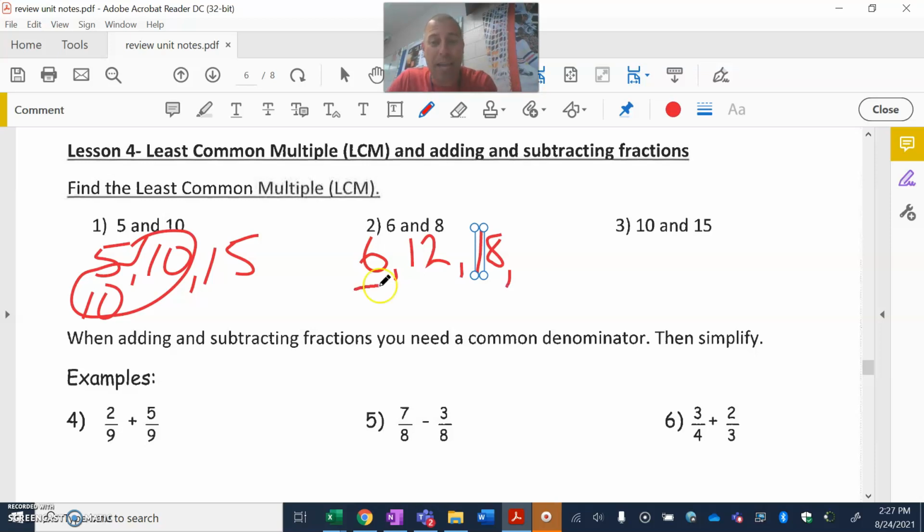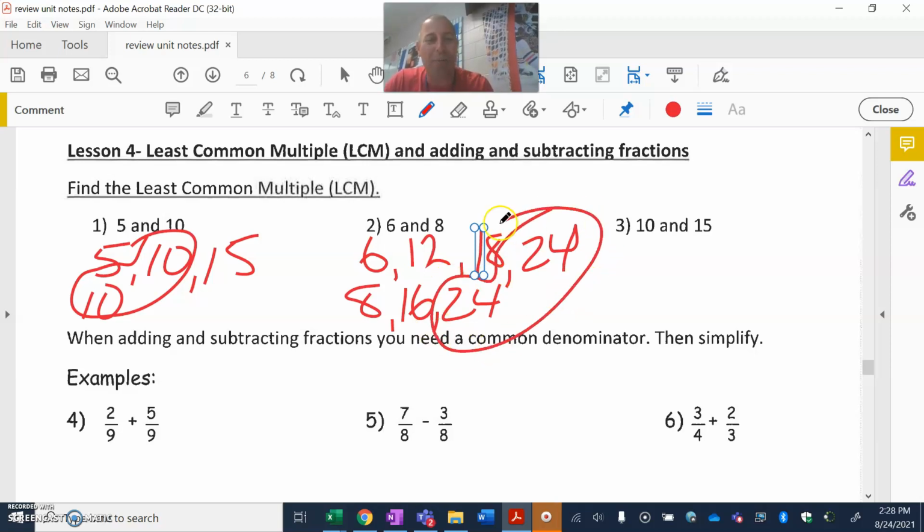8. 8 times 1 is 8, 8 times 2 is 16, 8 times 3 is 24. Okay, that didn't work. So let's keep going. Go back up to the 6s. 6 times 1, 6 times 2, 6 times 3, 6 times 4 is 24. There it is. Is that it? Yeah, 24. We got it.